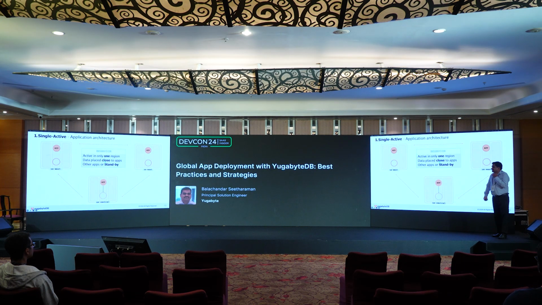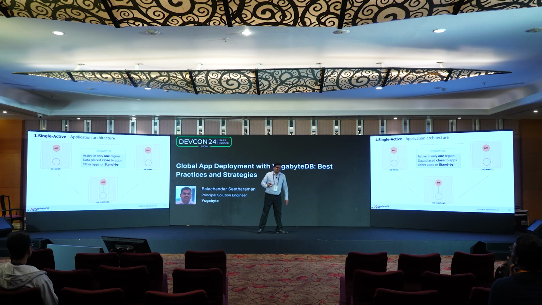This is a single active application. When I say single active application, it is active in only one region. For example, in this case I took US Central as the region. The data is placed close to the apps, and all the other apps are standby, right? You see the dotted arrows only, there is no read or write or anything happening. Those two, US East and US West, are sitting like empty machines without any app connectivity, but the data is getting replicated across those two data centers.